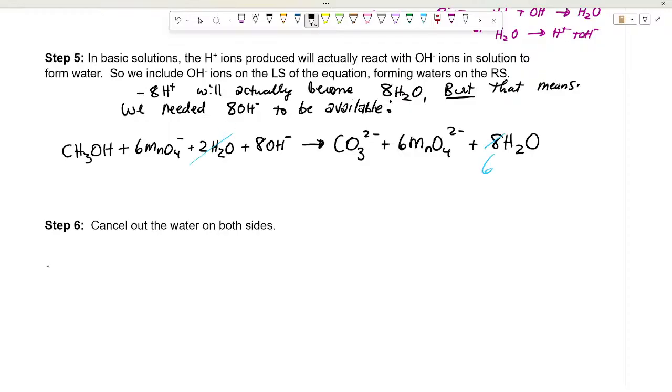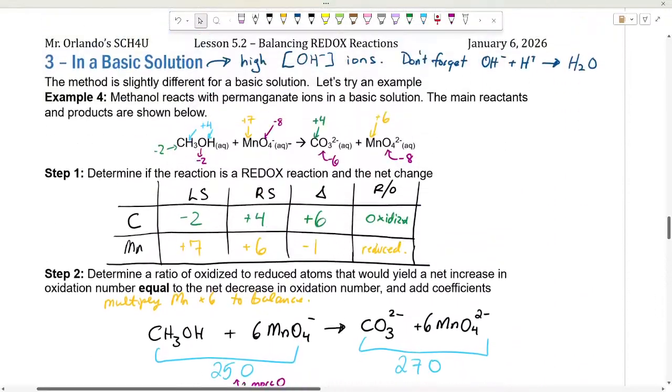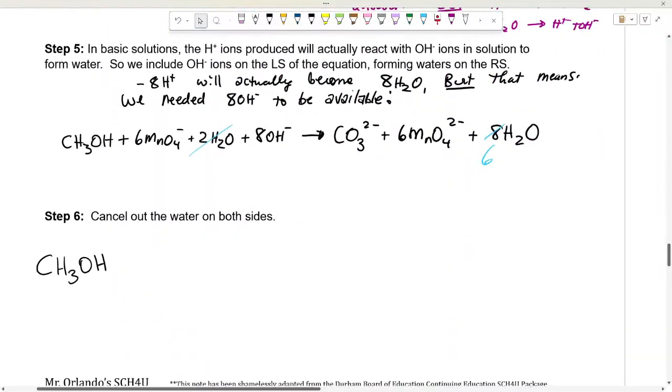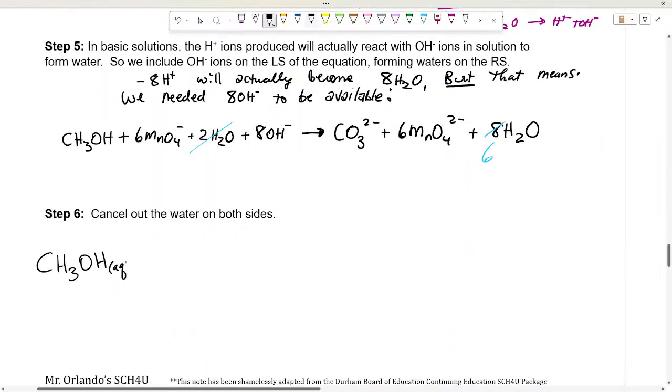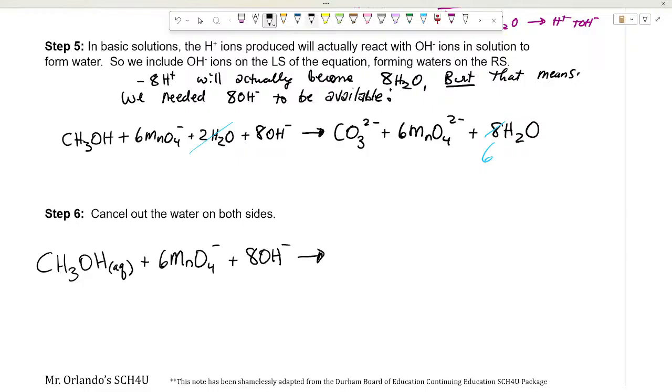And so then the final reaction is that CH3OH, which now that we're doing the answer, I want to include my states of matter. So that would be aqueous methanol reacts with 6 permanganate ions and 8 OH minus ions from our basic solution to produce carbonate ions. Oh yeah, sorry, those are all aqueous. Thank you.